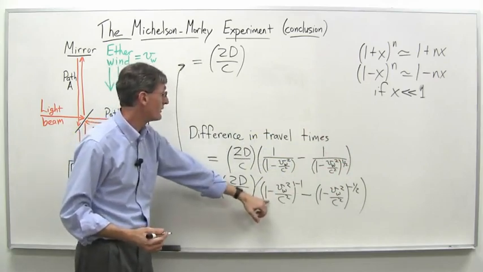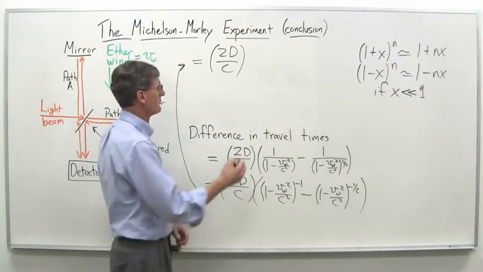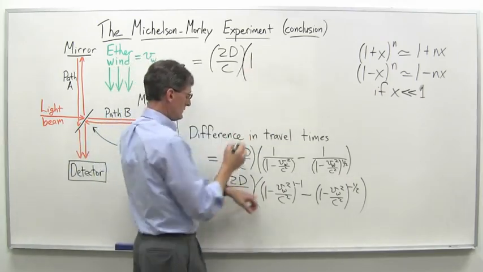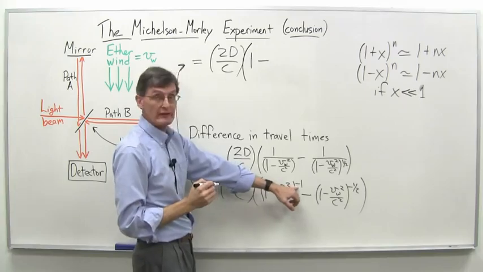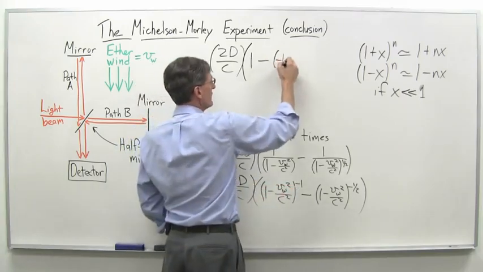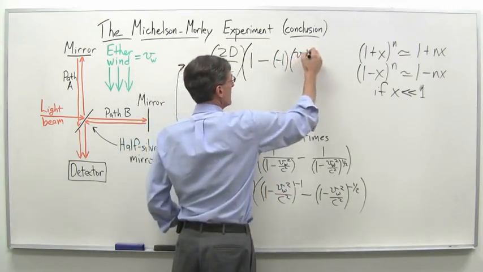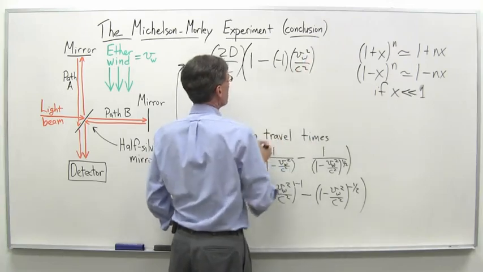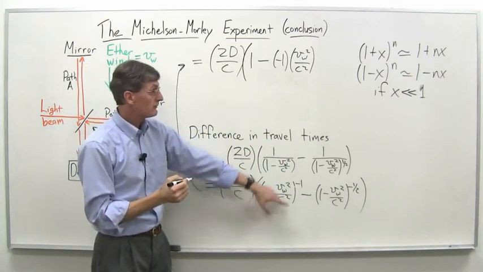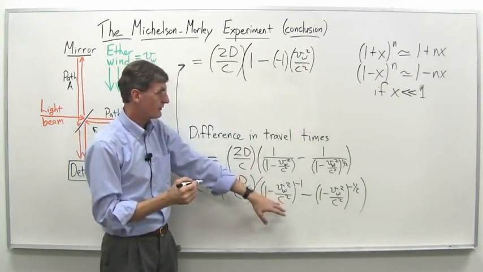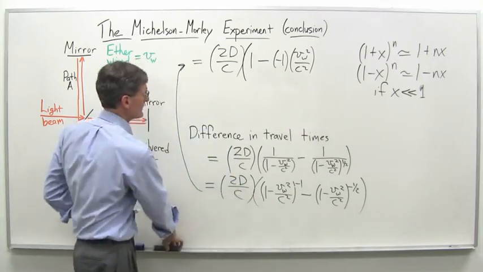So what do I have here? For this one, again using the binomial expansion, I've got 1 minus, and then what's n? n is negative 1 here, so it's negative 1 times vw squared over c squared. That is this part here, just applying the binomial expansion, the first two terms of it actually. Okay, and I have to erase that to get a little room here.